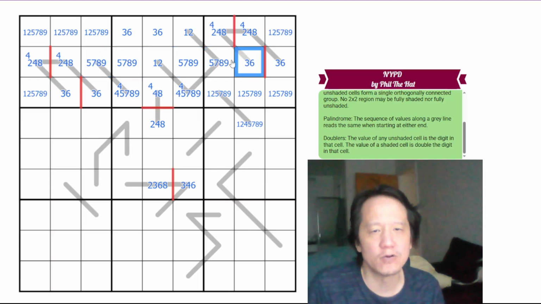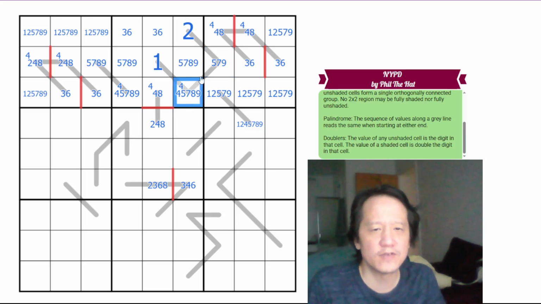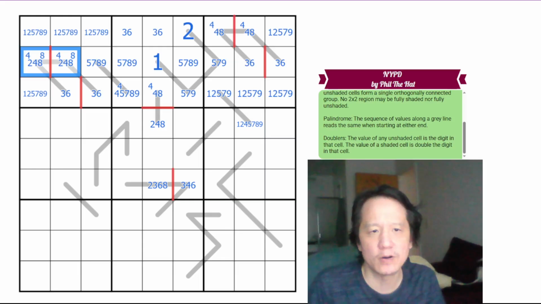1 can never be here now. Because 1, doubled even, is only 2. And 2 can never be here because of the 1-2 pair. So we know this is a 1. This is 2. This can't be 2 here, so this is a 4-8 pair. That eliminates 4 and 8 in the rest of the box. So this is 5, 7, or 9. That means this must be a 2-4 pair. That eliminates 2 and 4 in the rest of the box.